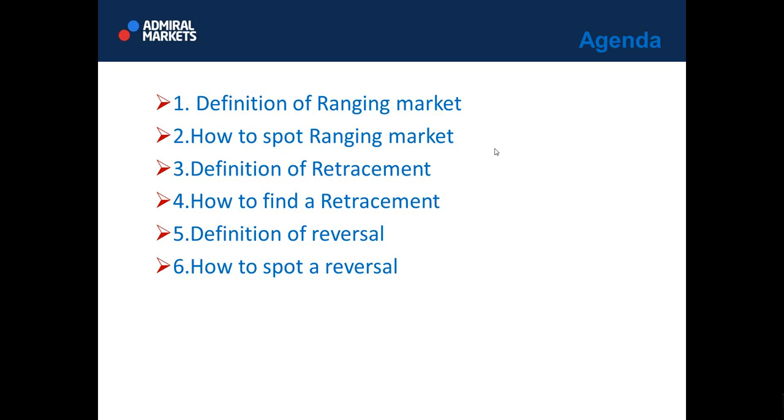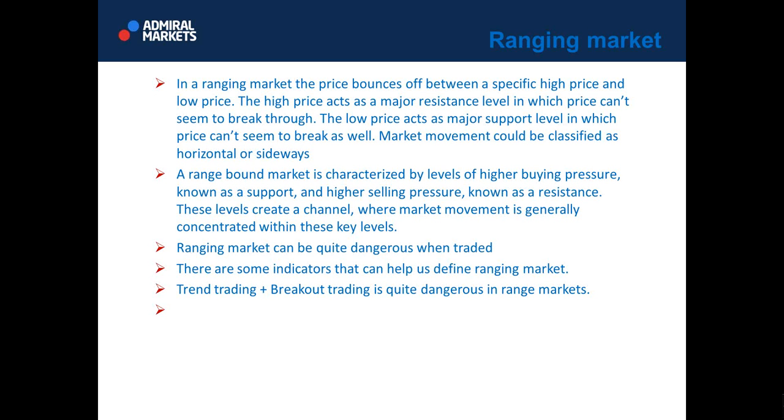So again, ranging market. Let's see what a ranging market is. A ranging market is when prices bounce between a specific high price and a low price. The high price acts as a major resistance level which price cannot seem to break. The low price acts as a major support level which price cannot seem to break as well. Market movement could be classified as horizontal or sideways movement. So this is a ranging market with occasional spikes, but those are usually false spikes, and I will show you that later on the chart. Those spikes are pin bars.